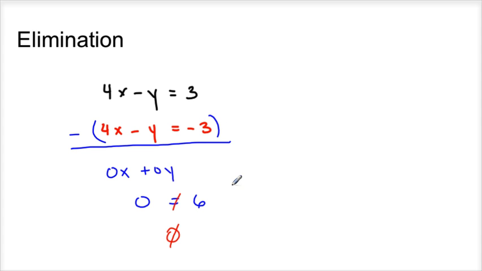And what that means graphically, if you take this equation 4x minus y equals 3, and just put this into slope-intercept form for a second, you'll see that y equals 4x minus 3. And if you do the same here, you'll get y equals 4x, I'm sorry, plus 3.